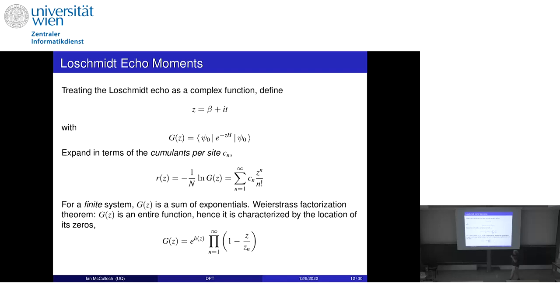Coming back to what is a phase transition, for a finite system, my G function here is just a finite sum of exponentials. It might be very big, but it's still a finite sum of exponentials, which means that it's an entire function, which means that we can characterize it by the location of its zeros. This h of z here we can ignore, it's a smooth part. So we can characterize the function entirely by the location of the zeros in the complex plane. And is this related to the Yang-Lee zeros? Very closely related. Yang-Lee zeros are where you make the magnetic field complex.